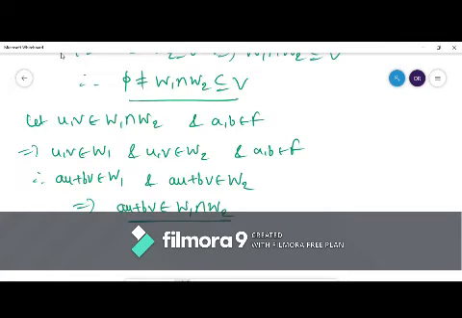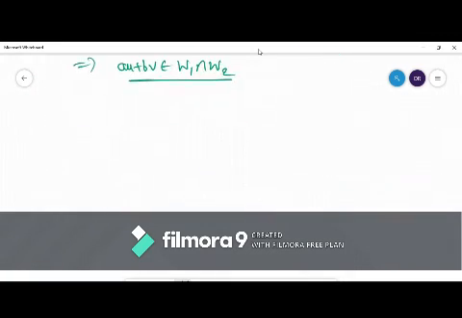Hence, W1 intersection W2 is a non-empty subset of a vector space V. This satisfies the condition AU plus BV belongs to W1 intersection W2. Hence, W1 intersection W2 is a subspace of a vector space V. Therefore, the intersection of two subspaces is again a subspace. Similarly, we can prove that the arbitrary intersection of any family of subspaces of a vector space is again a subspace.